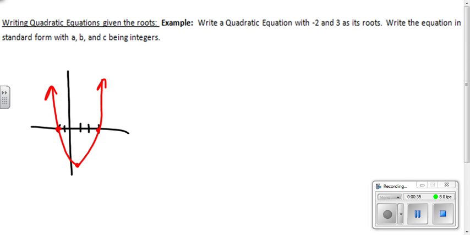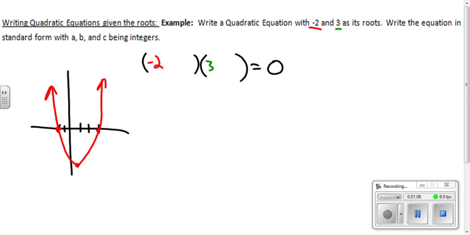Well, we've started before where we work backwards. We have the equation and we work to find our roots. Now we have our roots, so we can just plug those into our factors. So if we have a root of -2 as one of our x values, and a root of 3, we need to find what's making these become 0.